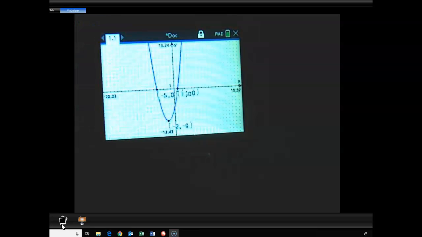Axis of symmetry. Once I have found that vertex, I know that my axis of symmetry is going to go through that vertex. So my axis of symmetry is going to be x equals negative 2. All right, so now I want to find that y-intercept.